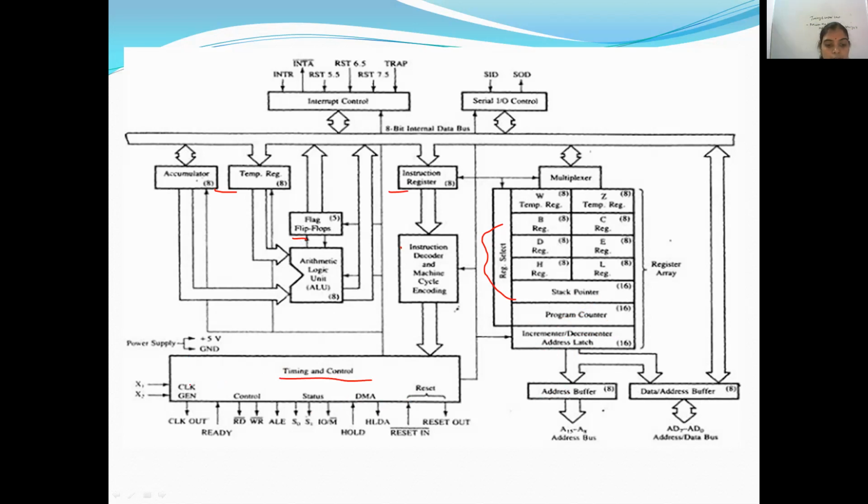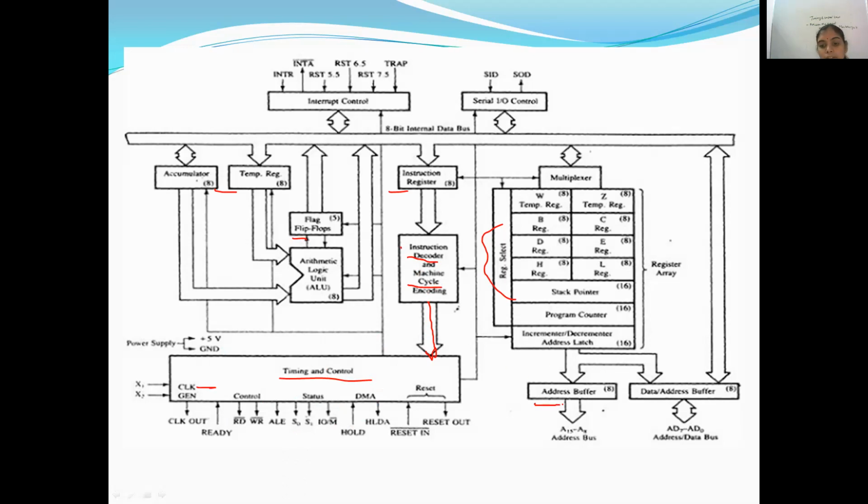In this unit, see here, the internal clock generator, CLK, is available. This unit has a microprogram for all the instructions to carry out the micro steps required in completing the instruction. This unit receives the signals from the instruction decoder and machine cycle encoding unit, and generates the control signals according to the microprogram for the instruction.